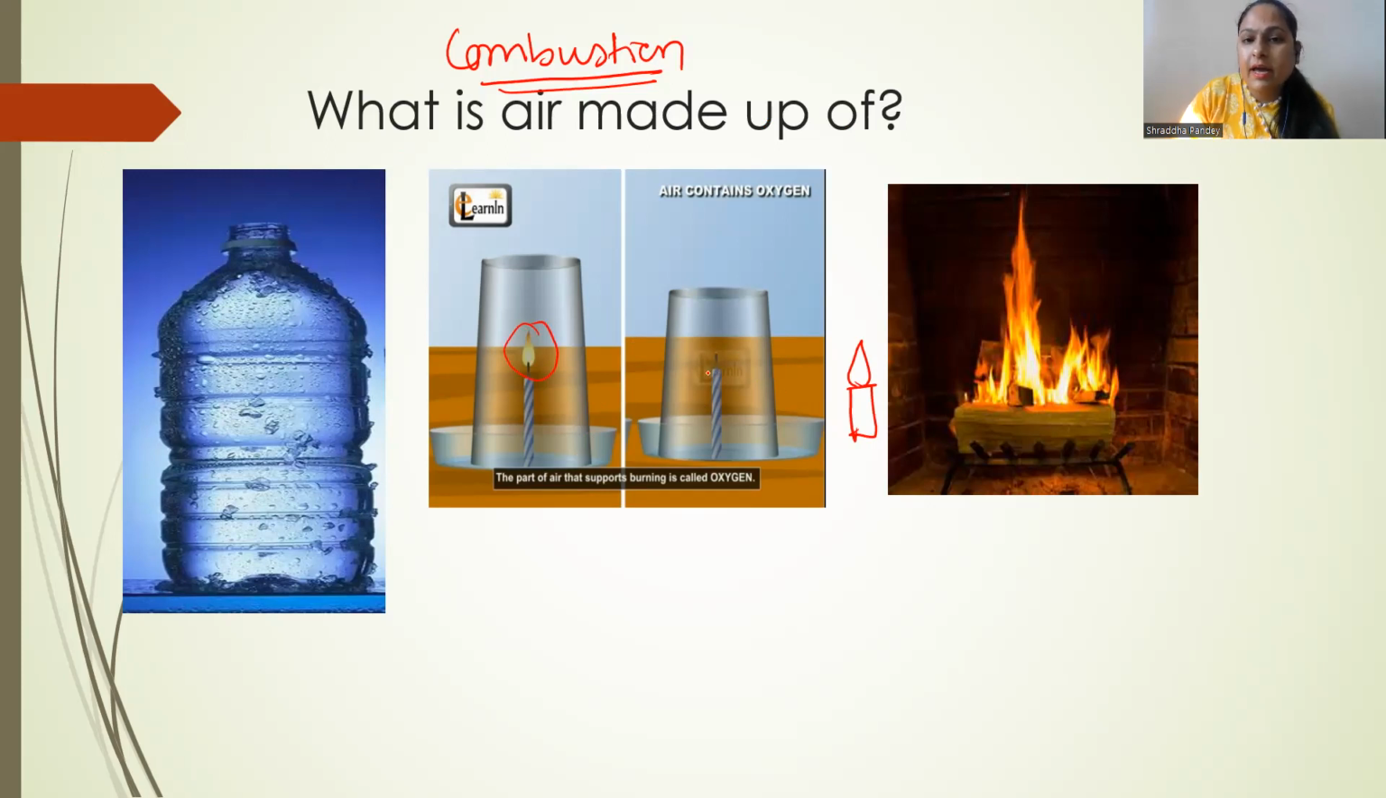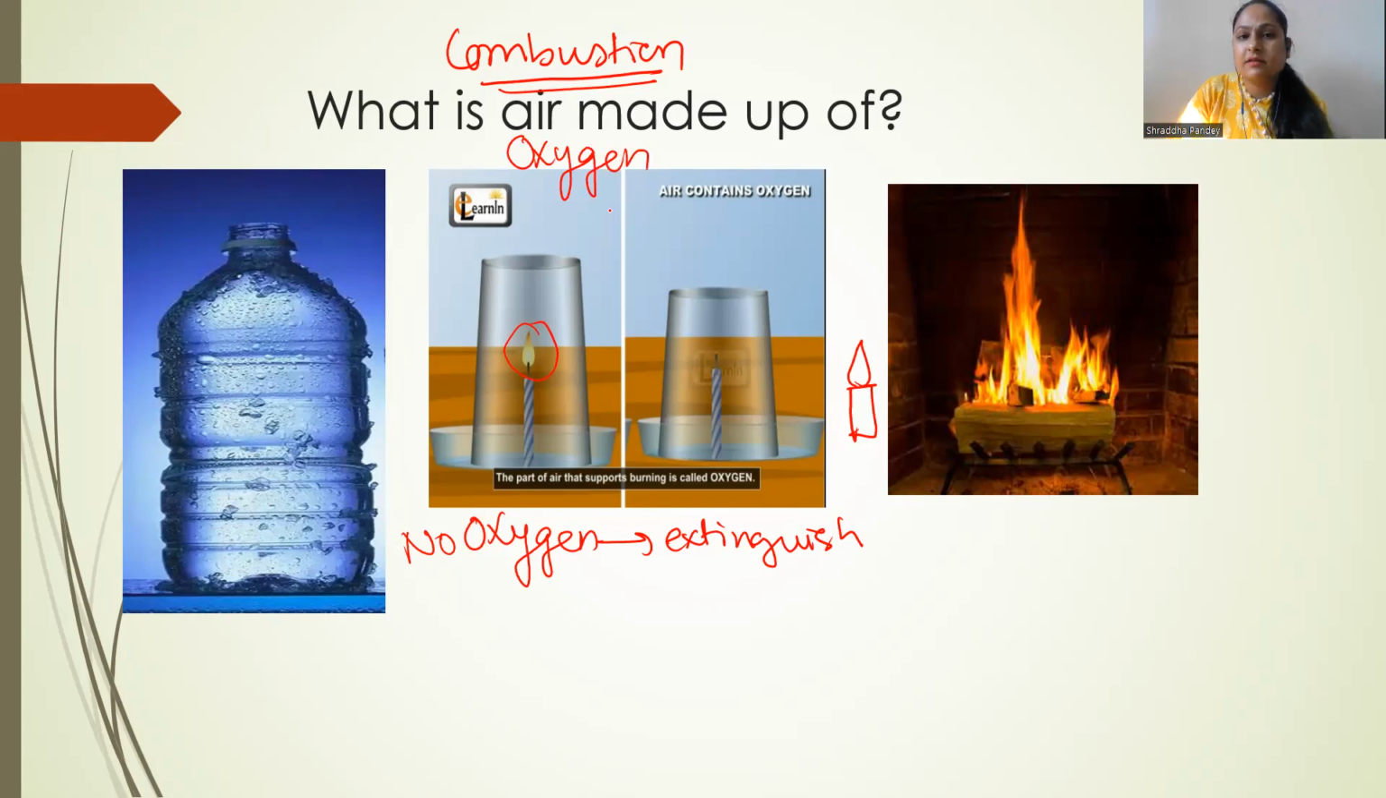As it got used up, there was no oxygen, so the candle extinguished. No oxygen, candle extinguishes. So that is indicating the presence of oxygen in air. Air consists of gases, and one of the gases is oxygen. So oxygen is there. Now, what is another constituent in air?